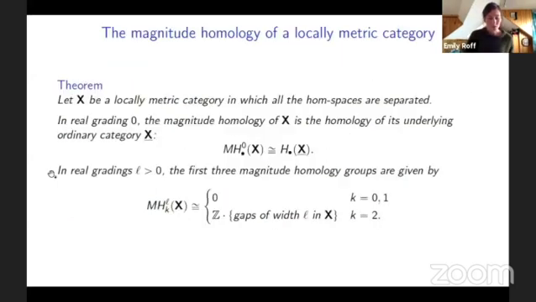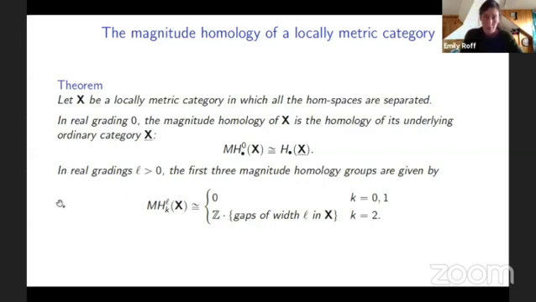So the theorem describes the iterated magnitude homology of a locally metric category with separated Hom spaces, so for example, if the Hom spaces are genuine metric spaces. So in grading 0, it turns out that iterated magnitude homology completely recovers the ordinary categorical homology of the underlying ordinary category. And I wouldn't necessarily have expected that because it's constructed from the magnitude nerve of a metric space, which has quite a different flavor.